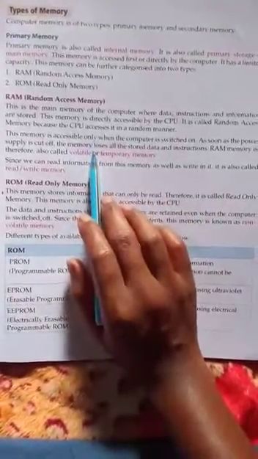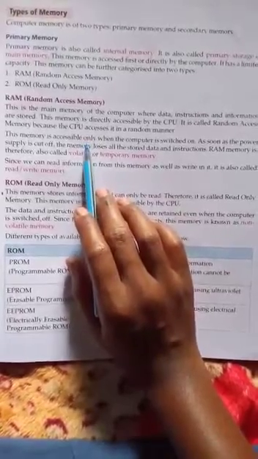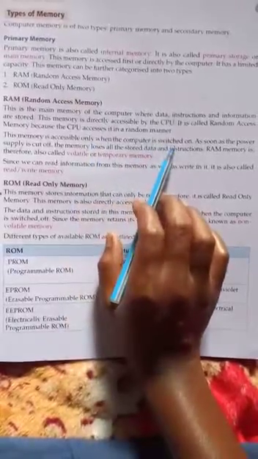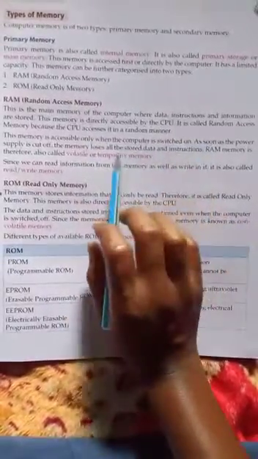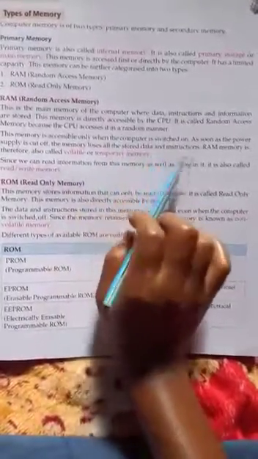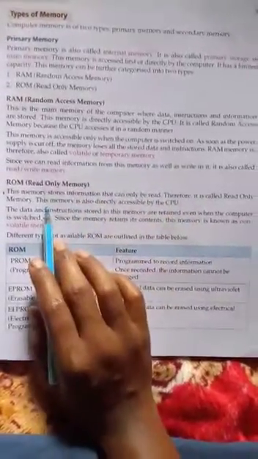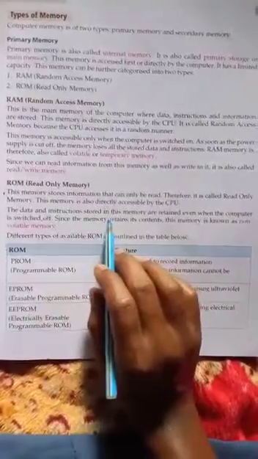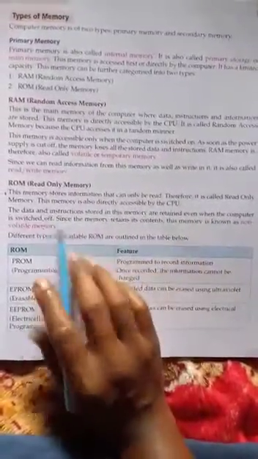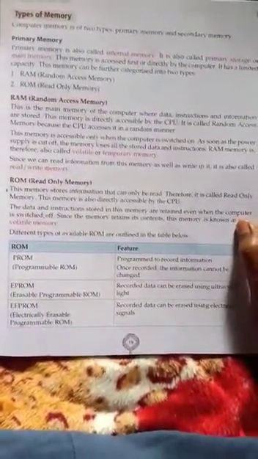This RAM memory accepts or stores its data, information and instruction when the computer is switched on. But when the computer is switched off or power supply is cut off, the memory loses all the stored data and instruction. So it is called as volatile or temporary memory. But ROM memory stores data and instructions when the computer is switched off. So it is called as non-volatile memory.